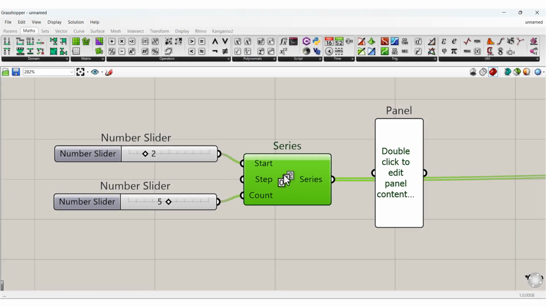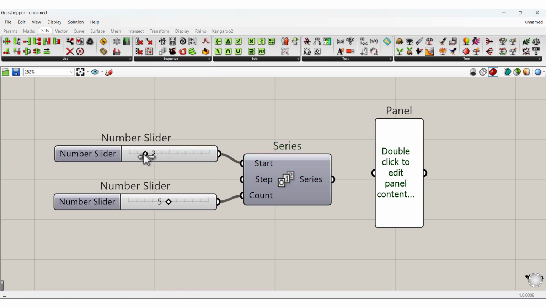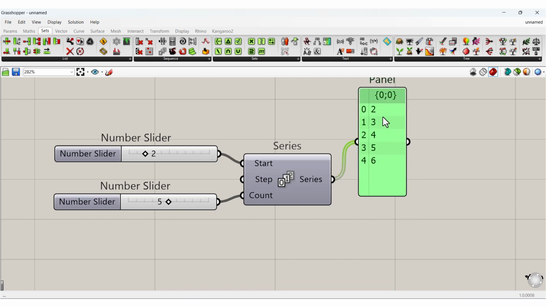Let us create a series. Under Sets, Sequence, there you have that component. Make sure you do not set it to 0 because we are going to multiply. Set it to 1 or 2. And I only need 5 numbers. So if we connect this, we're going to get this list: 2, 3, 4, 5, 6.